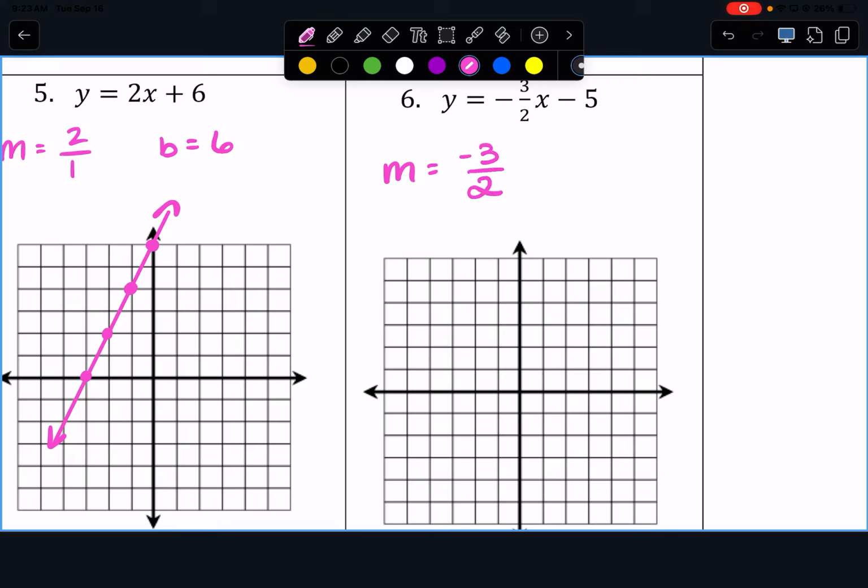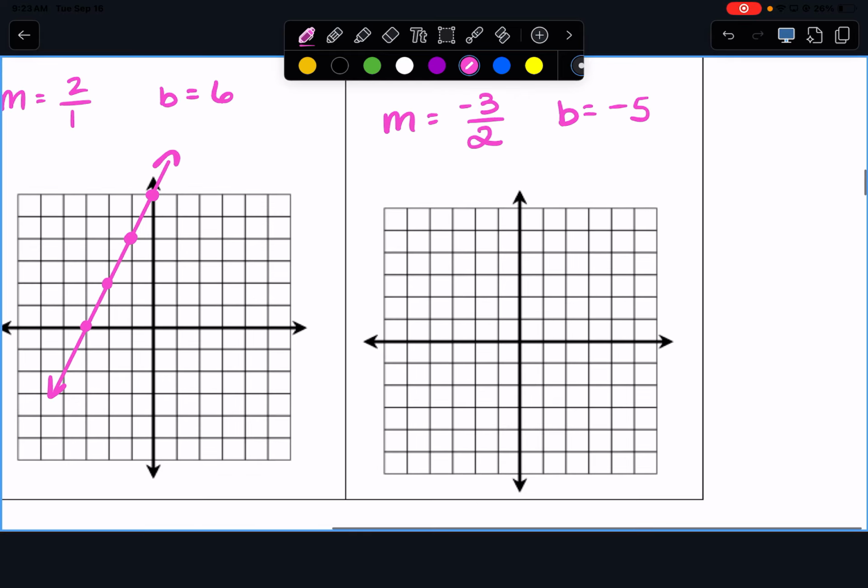So for question 6, what is my slope? -3/2. And what is our y-intercept? So I'm going to go and graph my y-intercept. 1, 2, 3, 4, 5. And then can I go down 3, right 2? No. So what do I need to do? Up 3, left 2.